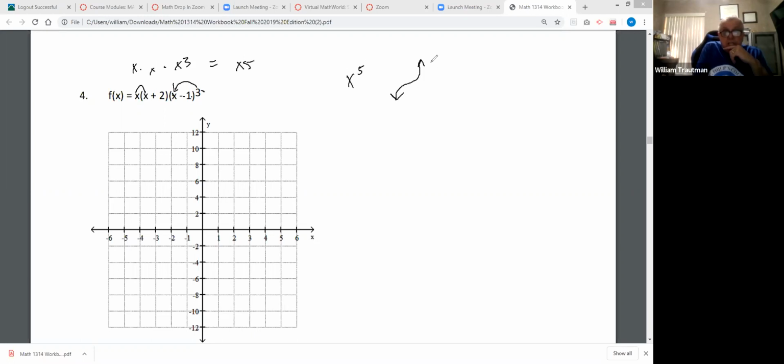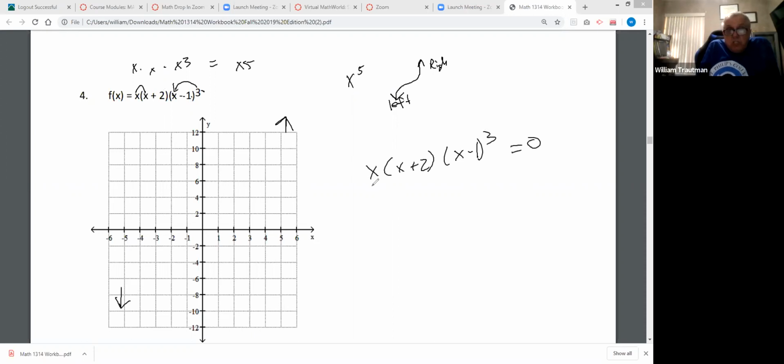That looks like this. The right side is up and the left side is down. So we know our graph is going to look like this. For the x-intercepts, we have x, x plus 2, and x minus 1 to the third equals 0. So here you can say x equals 0. That's one x-intercept. x plus 2 equals 0. Take the 2 to the other side, and x equals -2.